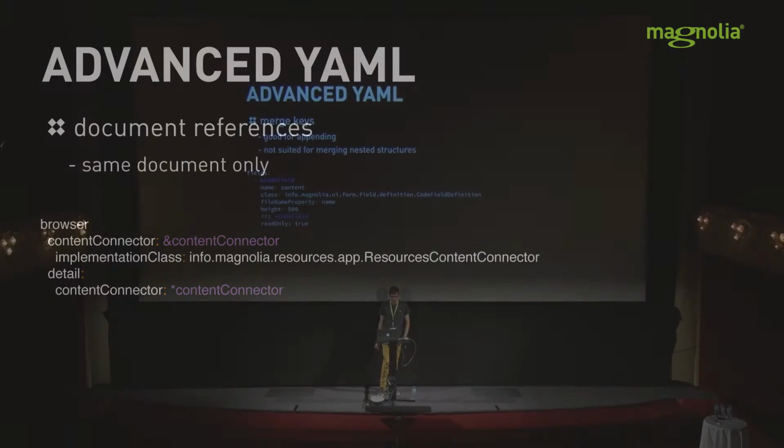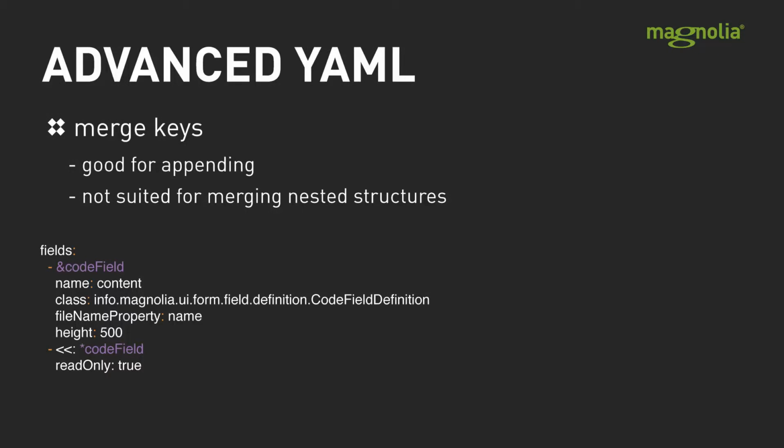Quite similar is the concept of merge keys. It's essentially the same. You still declare the anchor, but we have this kind of double caret syntax that is good for appending properties or nodes to another node in the YAML structure. It's not necessarily that good if you want to do complex extends with a bunch of overriding subnodes. So careful about that.